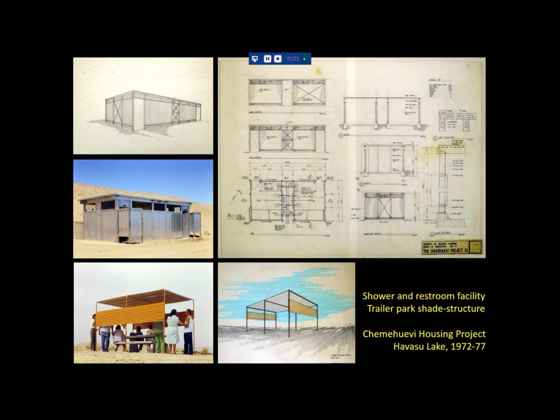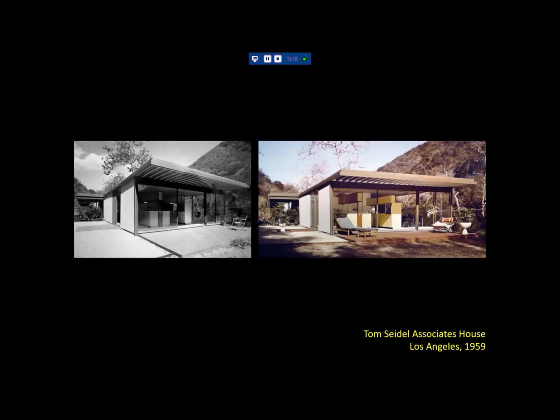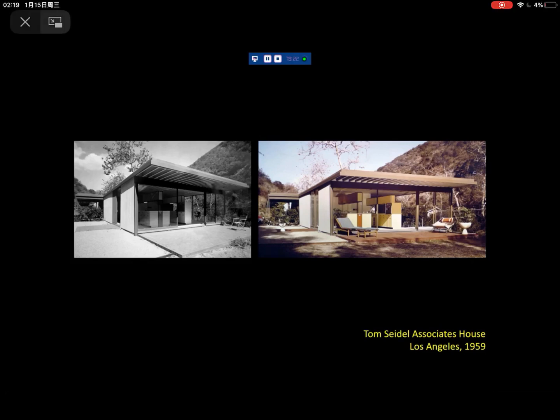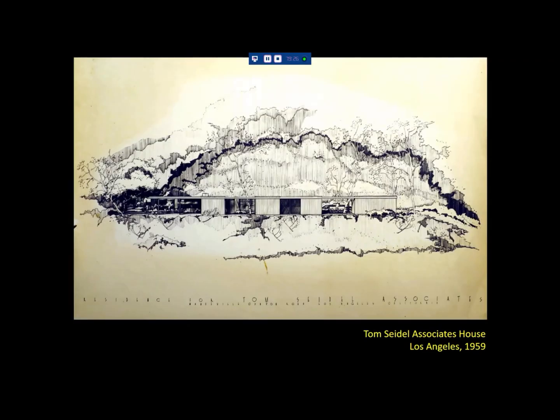So we come back to this house, which we've just seen as the model for the Chemehuevi Indians. Built as a production house, built for speculation, built to be sold. This is how it appears in elevation or perspective actually, but you can't see it like this because the road is down below and there's masses of planting.